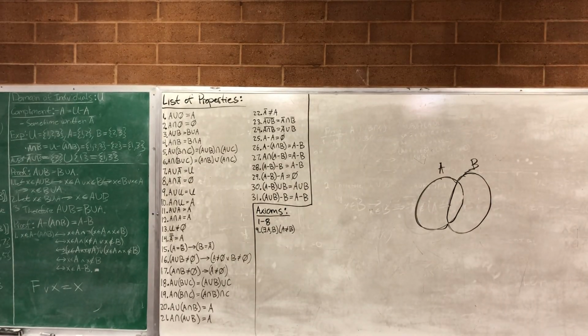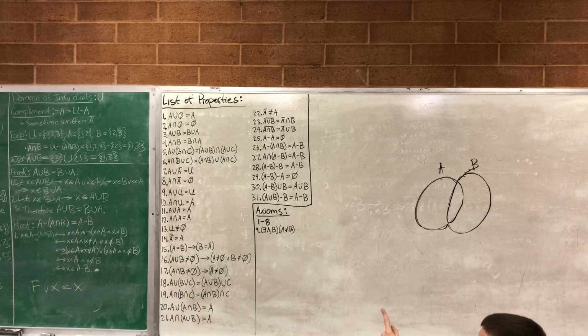Okay, was that 21? 22. A complement is not equal to A. Seems pretty obvious. The definition is exactly that. The only reason that works is because the universe is not the empty set, right?